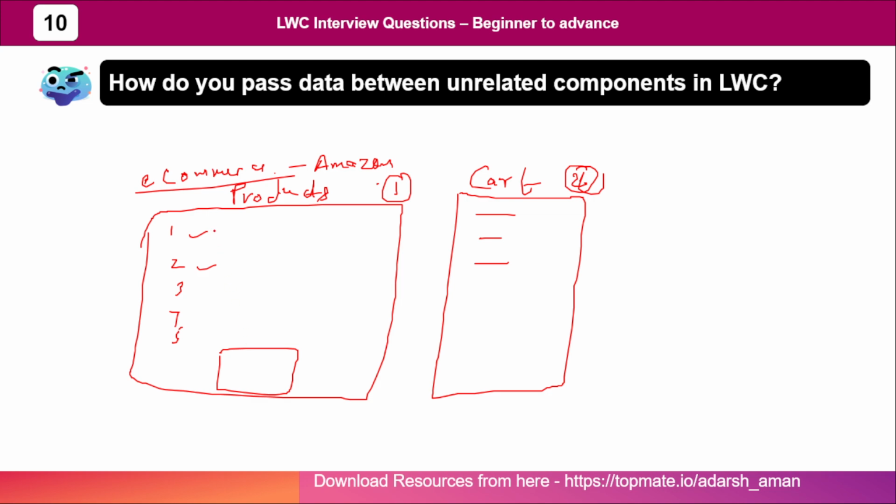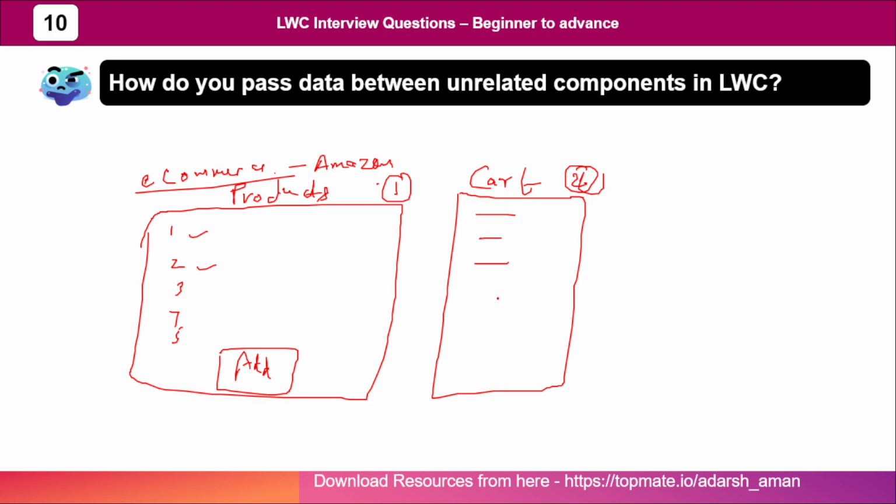Whenever the user selects, let's say, one or two products and clicks on add to cart, it will publish a message to the message channel, and that is being subscribed to by this component 2. Component 2 will then display all the items that are selected, what the total is, and the count of the products selected. All those details would be displayed on the same page, even though these are two unrelated components.